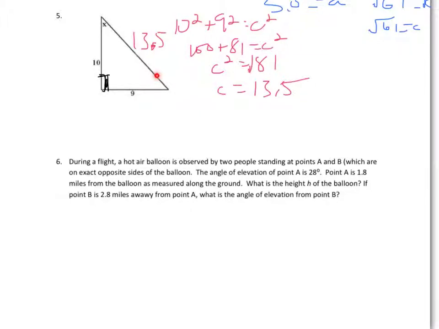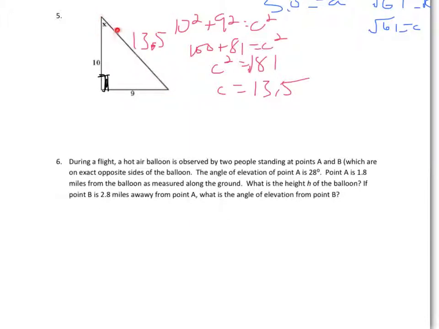So I always suggest, in order to find one of these angles, use whatever two sides were given to you, because this third side that we just found is a rounded answer. Unless you use the square root of 181, that's an exact answer, but 13.5 is rounded. So if you use 13.5, then this is going to be a little bit off, and this is going to be a little bit off.